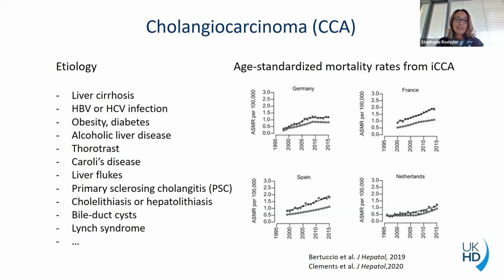Some of these factors are very frequently observed in specific cohorts, for example, liver fluke or primary sclerosing cholangitis. And some of these factors are also very rare, like Caroli's disease or Lynch syndrome. So overall, there's a large number of different underlying etiologies for CCA, and this may also cause the high heterogeneity of CCA.